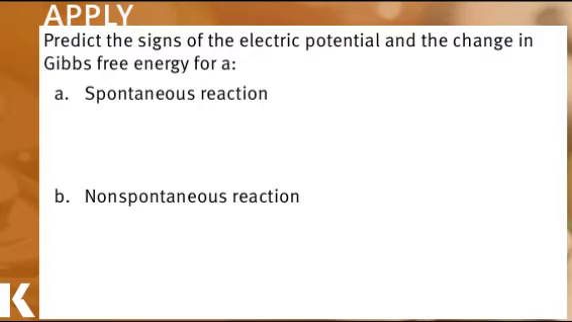So let's apply this to a few questions. The first question asks you to predict the signs of the change in Gibbs free energy and the cell potential for a spontaneous reaction. Since you know that a negative change in Gibbs free energy and positive cell potential indicate a spontaneous reaction, the change in Gibbs must be less than zero and the cell potential greater than zero. Similarly, for a non-spontaneous reaction, the change in Gibbs free energy will be greater than zero and the cell potential will be less than zero.